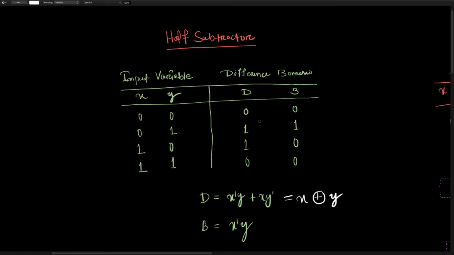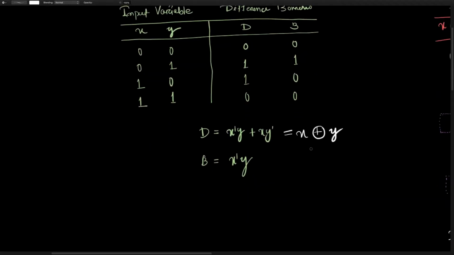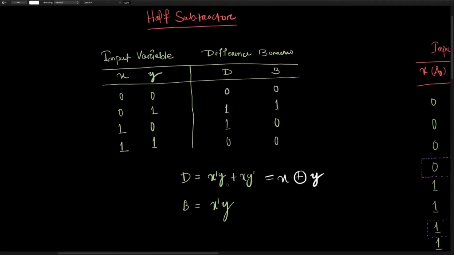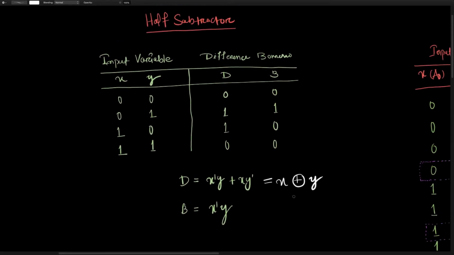Now, by looking at the expression, we can also use a K-map for that, but we can see that the difference is an XOR operation. It is the same as in the addition operation, whereas for the borrow operation we have X dash Y, only a single minterm. So this is your half subtractor operation, and you can use these two expressions to implement it.